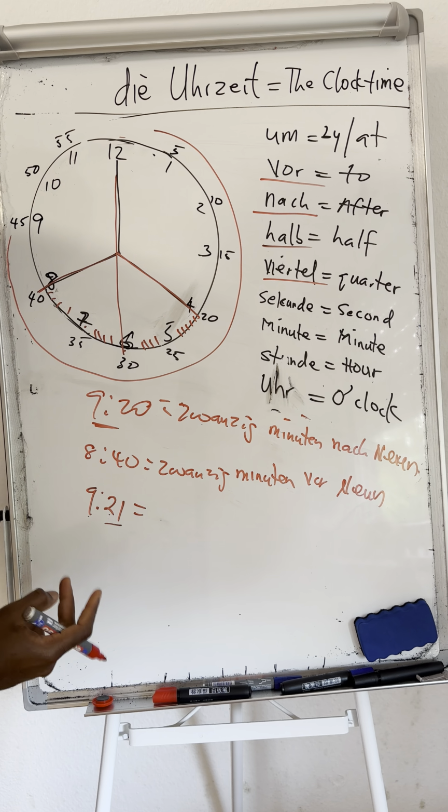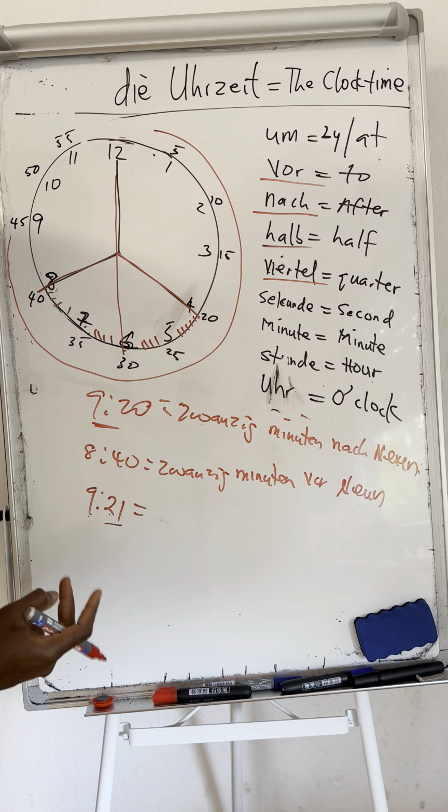What is your 9 minutes? 9 Minuten. What is your 2? 4. What is your 9:30? 9:30 is Halb 10. 9 Minuten vor halb what? 10. Because 9:30 already is half of 10. So there are 9 minutes remaining to get to half of 10, which is 9:30. 9 Minuten vor halb 10.